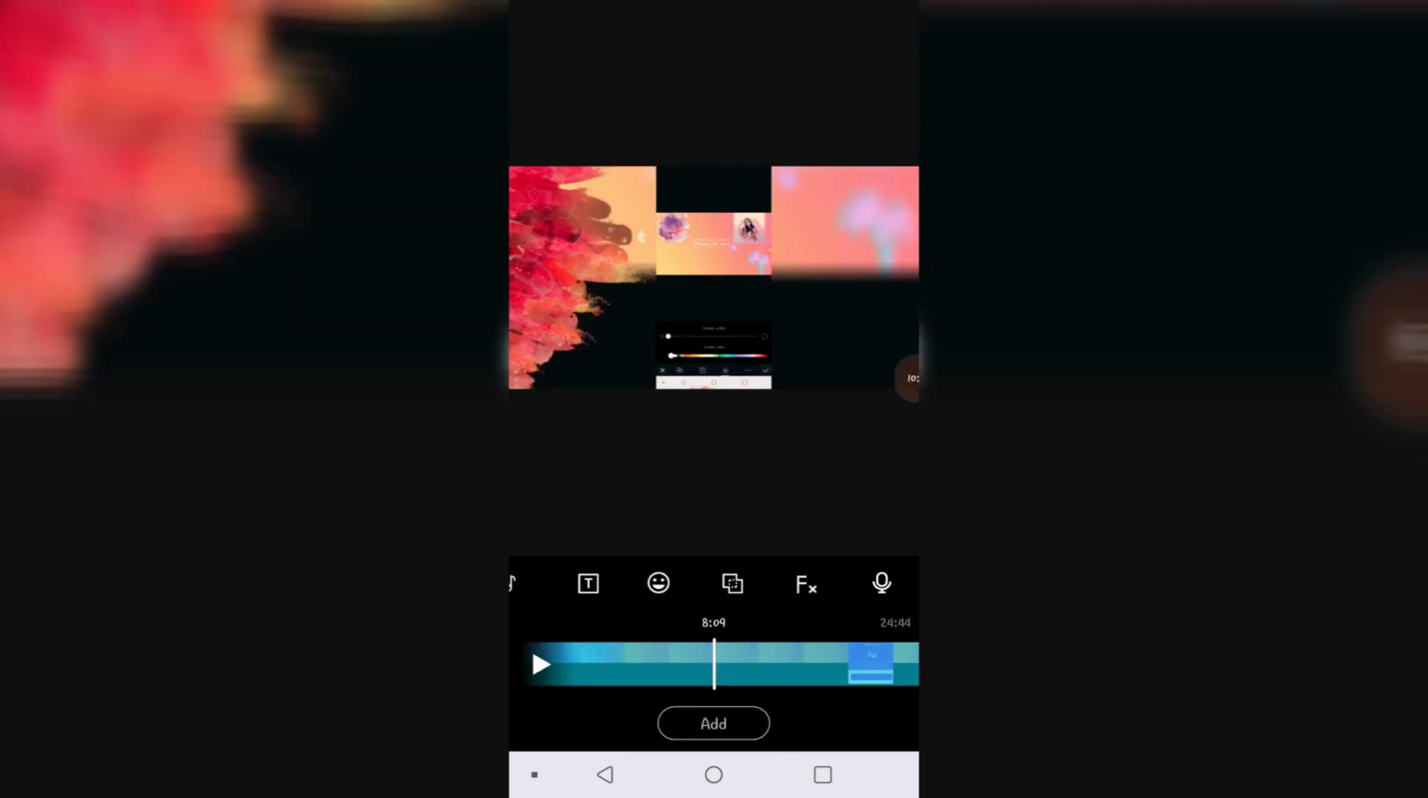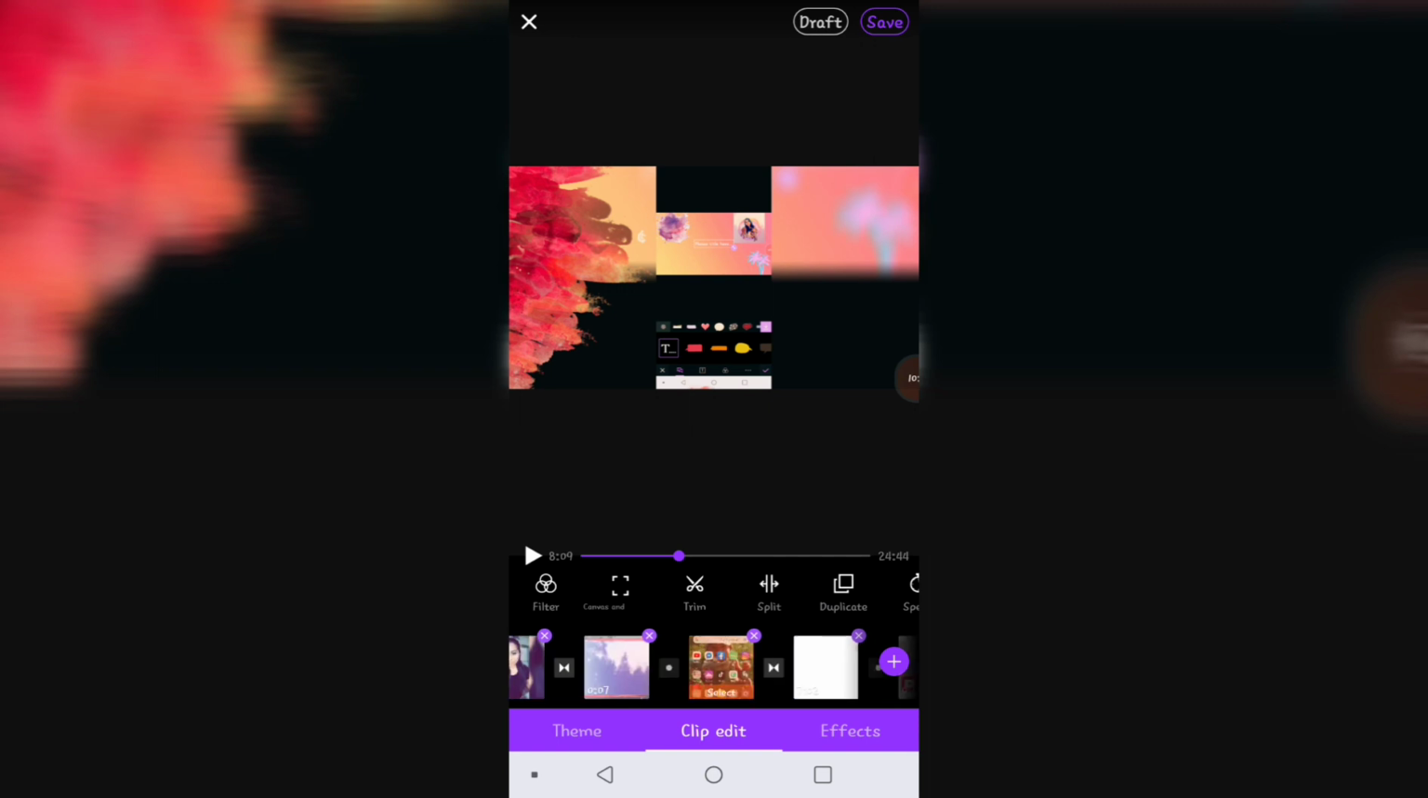Over here, I'm just checking the timing is correct for the photos. I have it covering, making it creative around. So yeah.